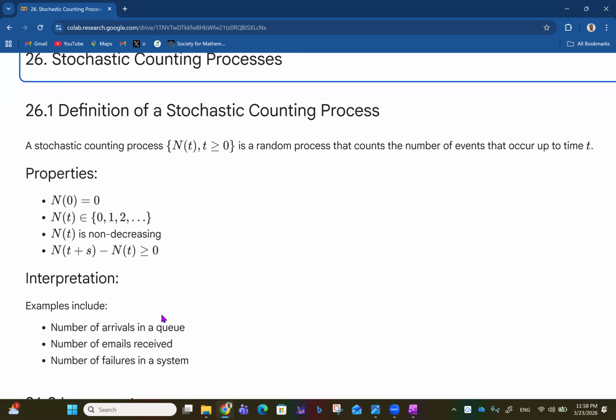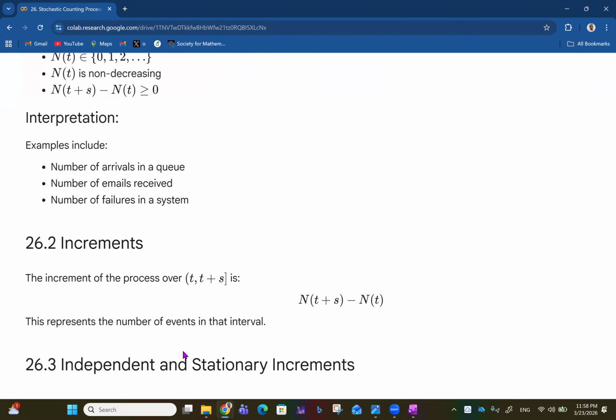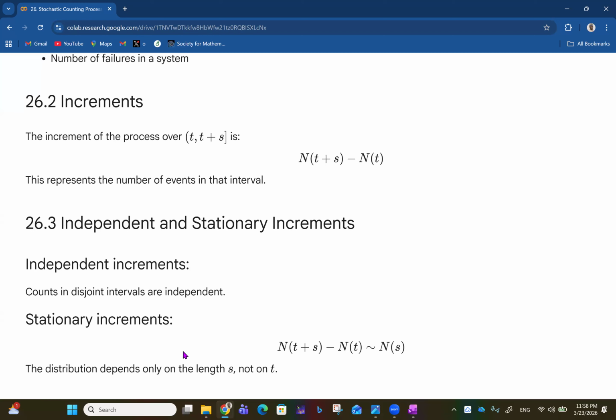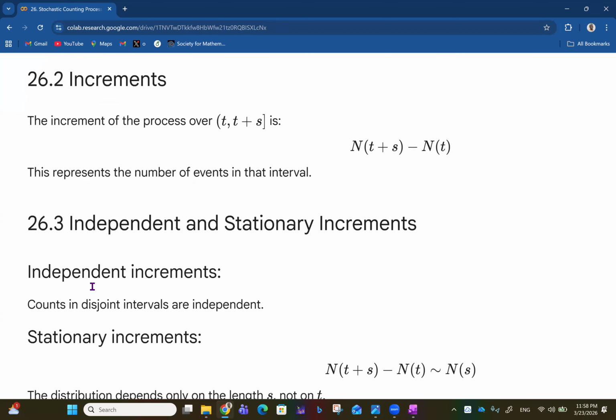Then the interpretation is this. Examples include the number of arrivals in a queue. So in a stochastic counting process, you are counting maybe the number of arrivals in a particular queue, the number of emails received, and the number of failures in a system. So that already gives us a clue into the areas of application of stochastic counting processes.